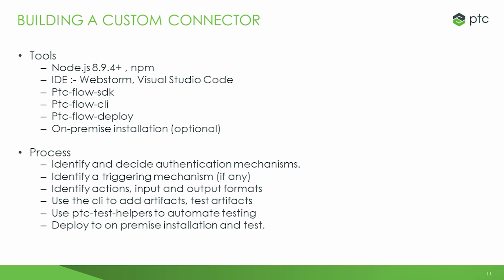Input and outputs for the connector are always JSON. However, you do have the choice of selecting the schema for the input and outputs. The next thing you do is use the CLI to add the artifacts and test them using various commands. Once you're done with that, you might want to use the PTC test helpers to automate testing so that you can prevent any regressions in your code. And if you have an on-premise installation, you can actually deploy the connector and test it out on a server.